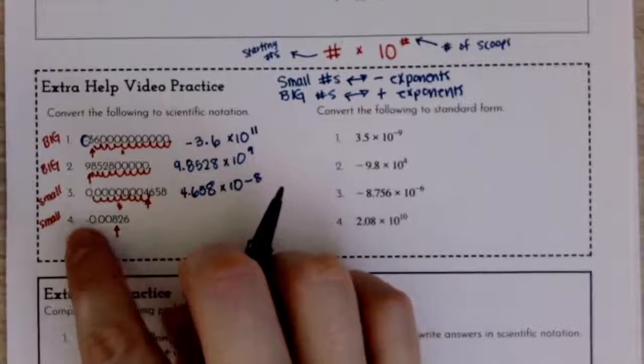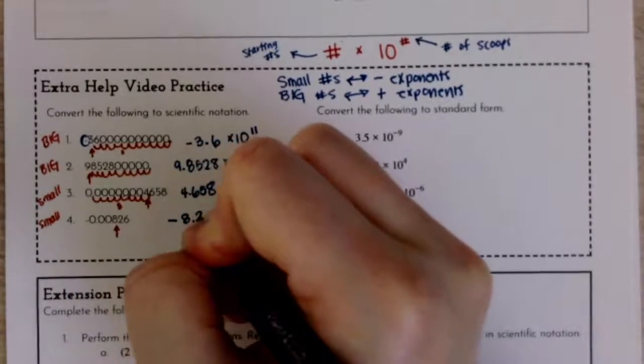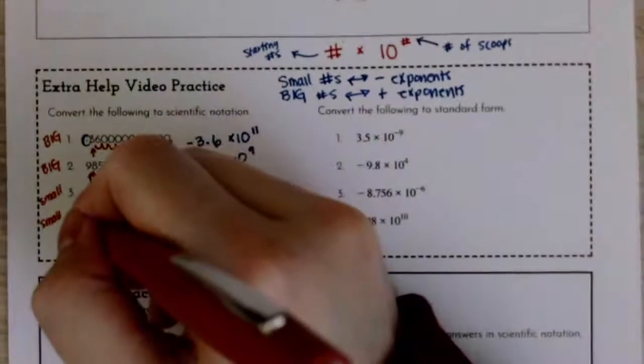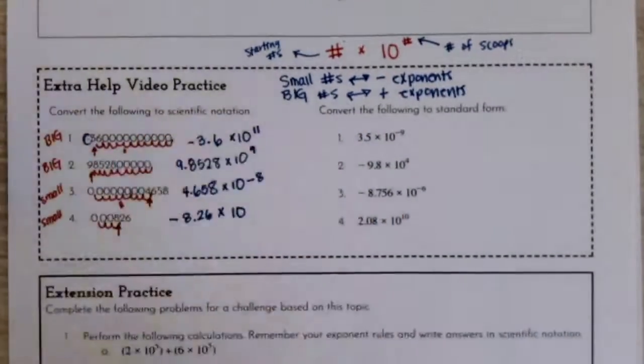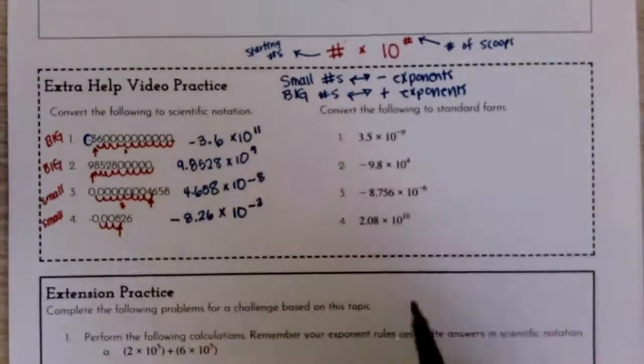And then last one, we have a negative out front, so I'm going to write that first, and then 8.26 times 10, and I need to count my scoops. 1, 2, 3. And remember, small numbers need negative exponents.